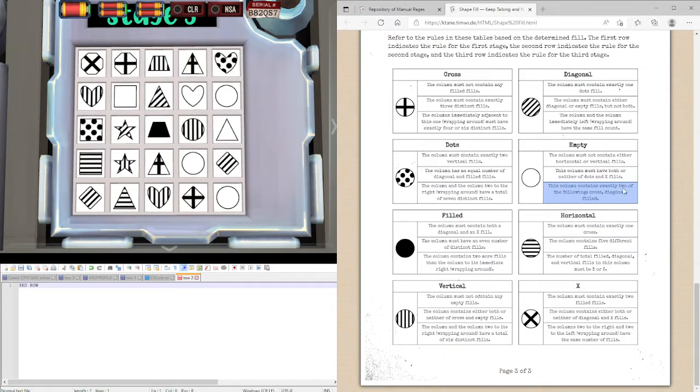We take exactly 2 of the following: cross, diagonal, and filled. This means it can have cross diagonal, cross filled, or diagonal filled, but not one of them or all 3 of them, or none of them. So this only has diagonal. This has cross and diagonal, so we can believe that this is our target one. Let's check the rest of them.